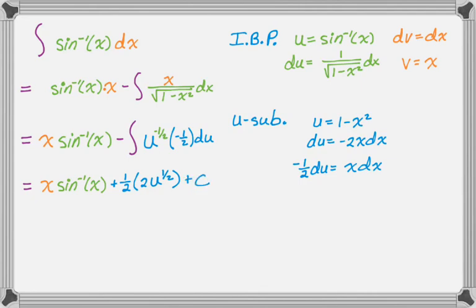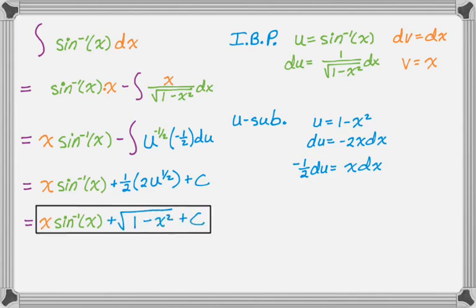And then the original problem didn't have a u in it, so I need to substitute back in for that. So it's going to be x sine inverse of x plus the 2 and the 1/2 cancel, and I just get radical 1 minus x squared, and then plus c. So that's how you find the antiderivative of arcsine. I hope you found this helpful, and good luck.